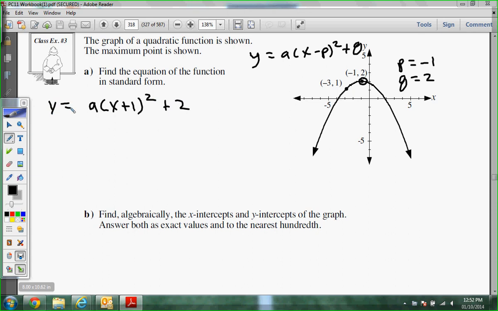Now, that's where this random point they put on there helps us. We're going to plug this in for X and Y. So we have 1 equals A times negative 3 plus 1 squared plus 2. Okay, so that gives me negative 3 plus 1 is a negative 2. Negative 2 squared is 4.